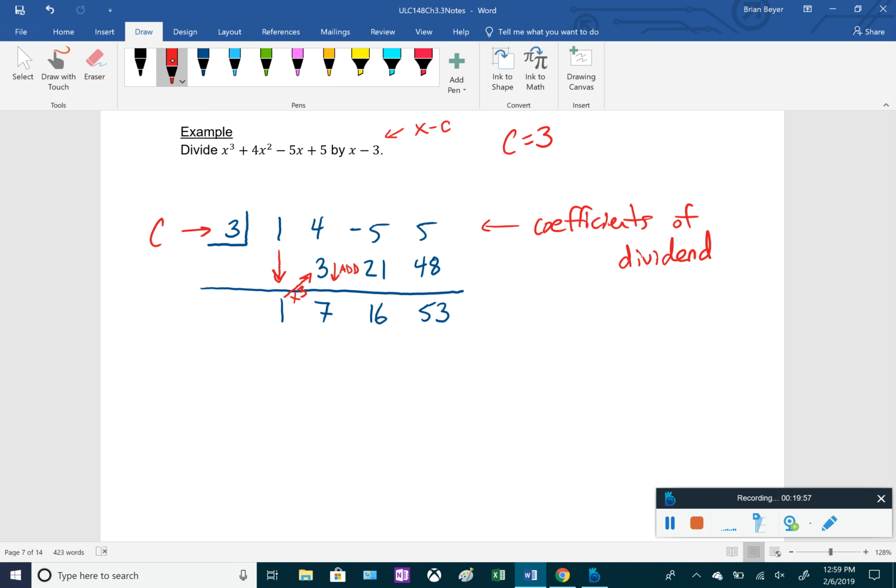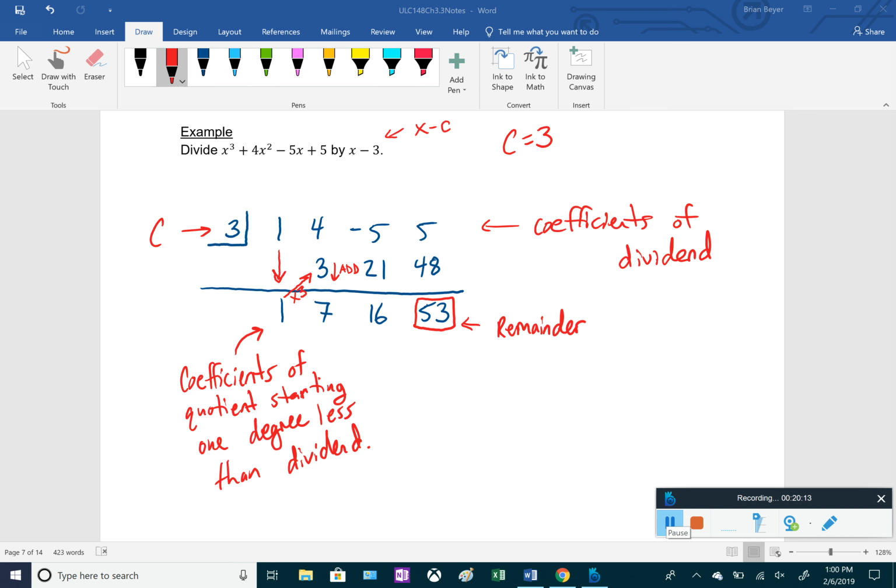So this last number right here is always going to be the remainder. These numbers right here represent the coefficients of the quotient starting 1 degree less than the dividend. So our dividend here was a cubic. It was x cubed. That means our quotient is going to be x squared. That's because we're dividing by something in the form x plus or minus a number. So we're dividing by an x. So it's going to be 1 degree less than.